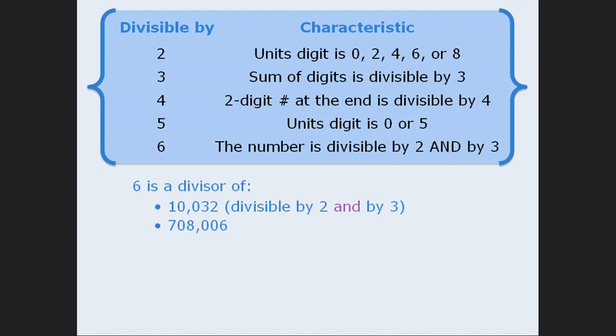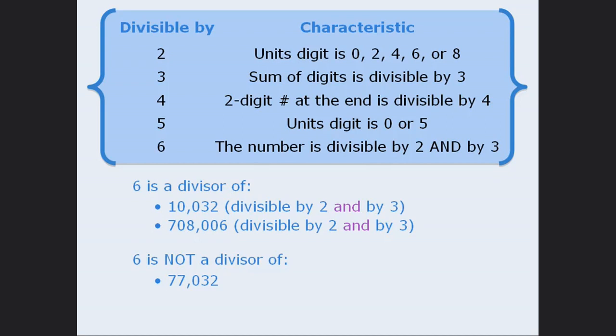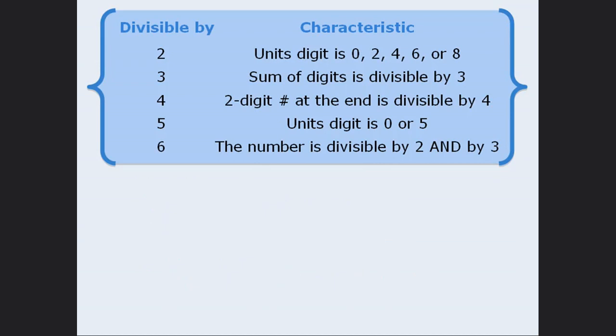Similarly, this number is divisible by 6. Its last digit tells us that the number is divisible by 2, and since the sum of its digits is 21, we know that the number must be divisible by 3, since 21 is divisible by 3. Conversely, 6 is not a divisor of 77,032. Although the number is divisible by 2, it is not divisible by 3. We know that it is not divisible by 3 because the sum of its digits is 19, and 19 is not divisible by 3. Now there are divisibility rules for 7 and 8 as well as for other numbers, but you will not need them for the GRE.